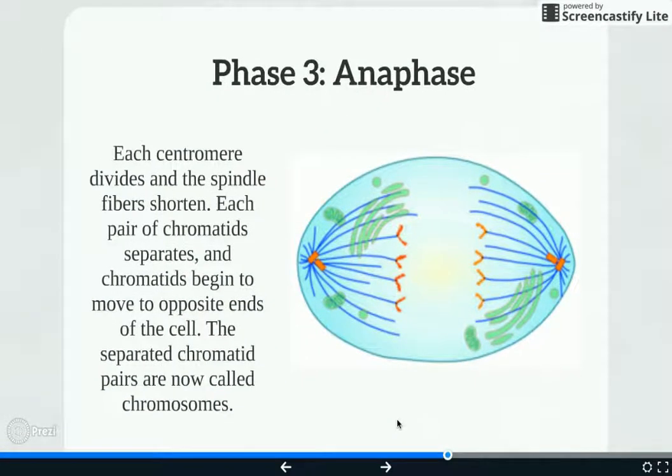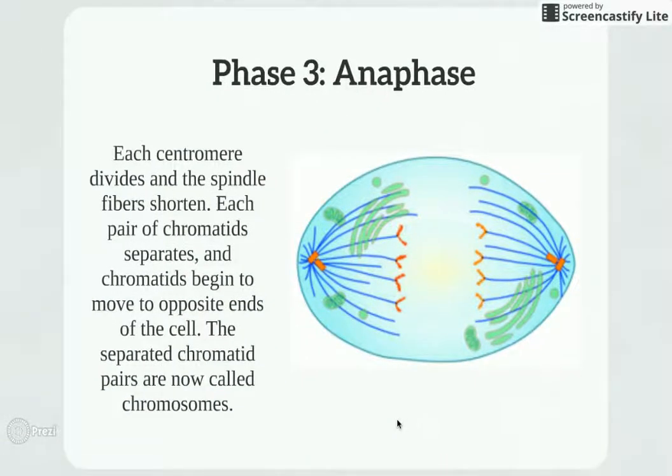The third phase of mitosis is anaphase. During anaphase, each centromere divides and the spindle fibers shorten. Each pair of chromatids separate, and the chromatids begin to move to opposite ends of the cell. The separated chromatid pairs are now called chromosomes. So you can see that one chromosome is going to one side, the other chromosome is going to the other. Remember, these chromosomes are the same exact thing.